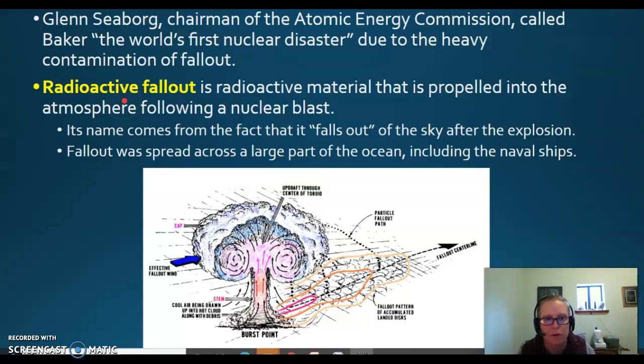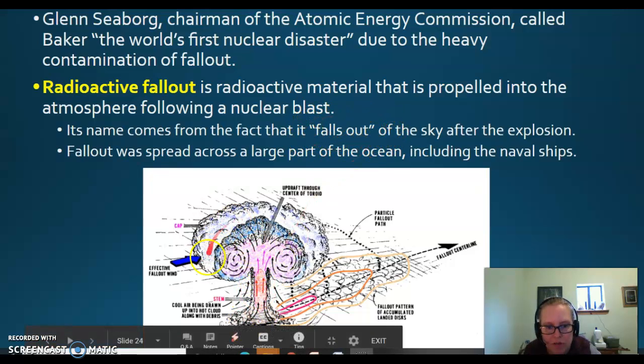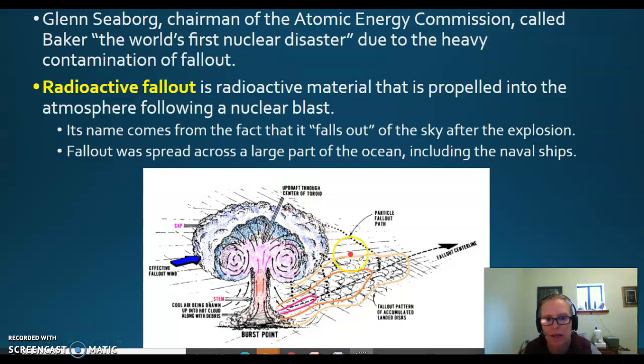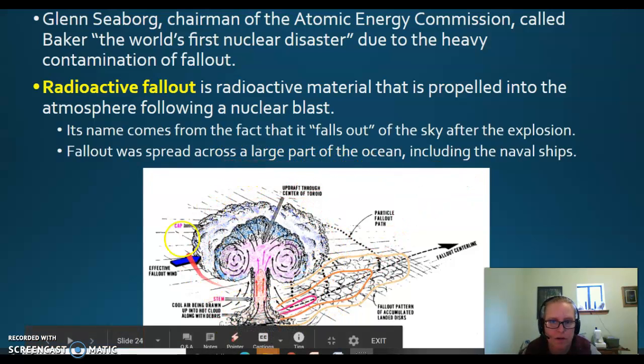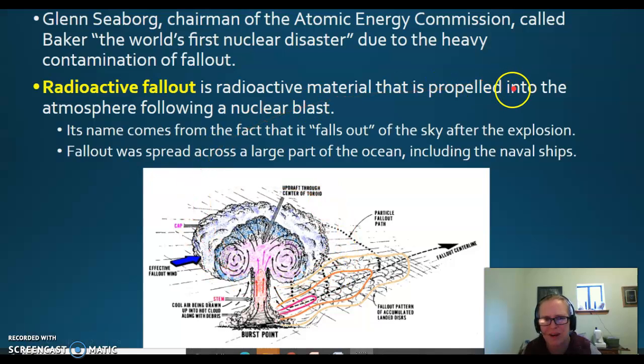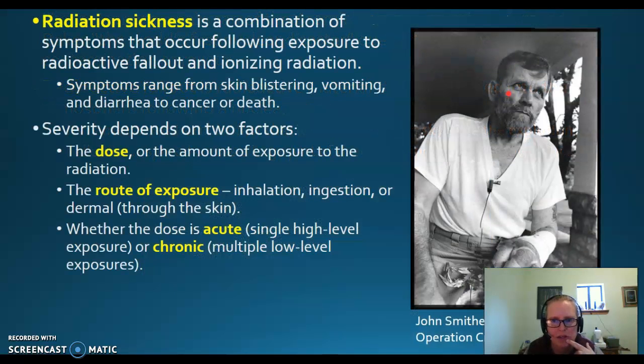And we are on to number 30. Radioactive fallout is radioactive material that's propelled into the atmosphere after a nuclear blast. So this is the fact that it falls out of the sky, and here's a diagram for that too, so you can kind of see that mushroom cloud. And this fallout was spread across a large part of the ocean, including naval ships too. So this was the first big disaster that we know of. I don't know why they didn't talk about the disaster in Nagasaki and Hiroshima, but they didn't. Maybe because it didn't directly affect us.